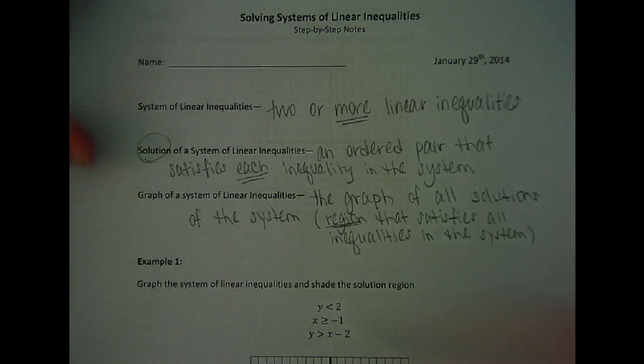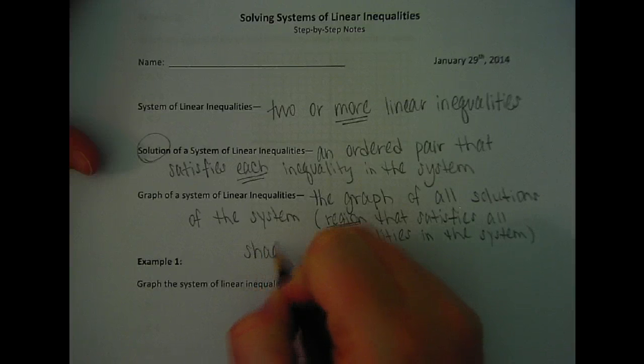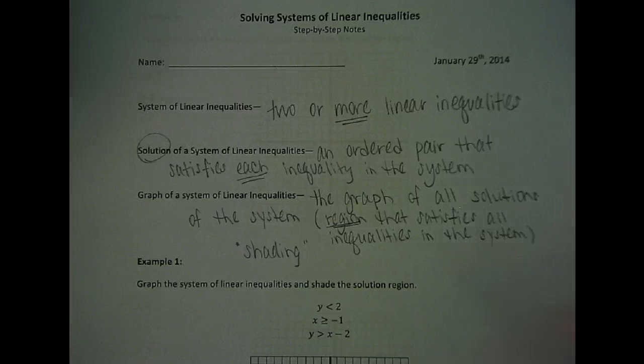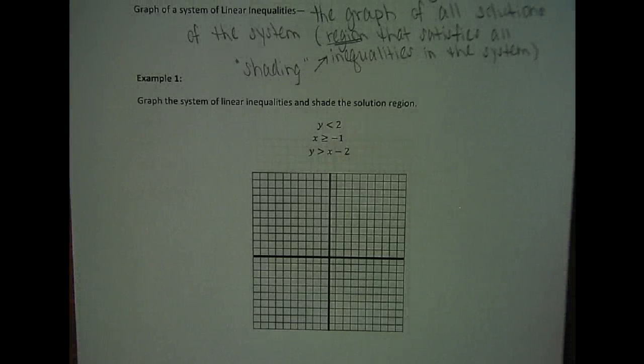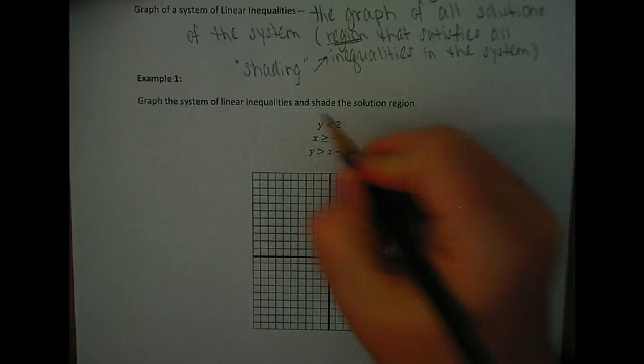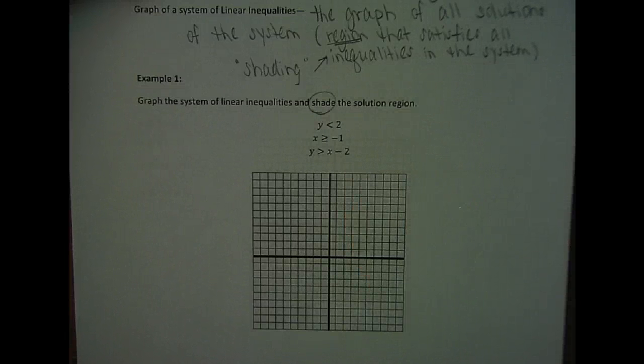So when I talk about shading, I'm talking about defining the region that satisfies all of the inequalities in your system. You're going to see what I'm talking about next. If we look at example 1, graph the system of linear inequalities and shade the solution region.